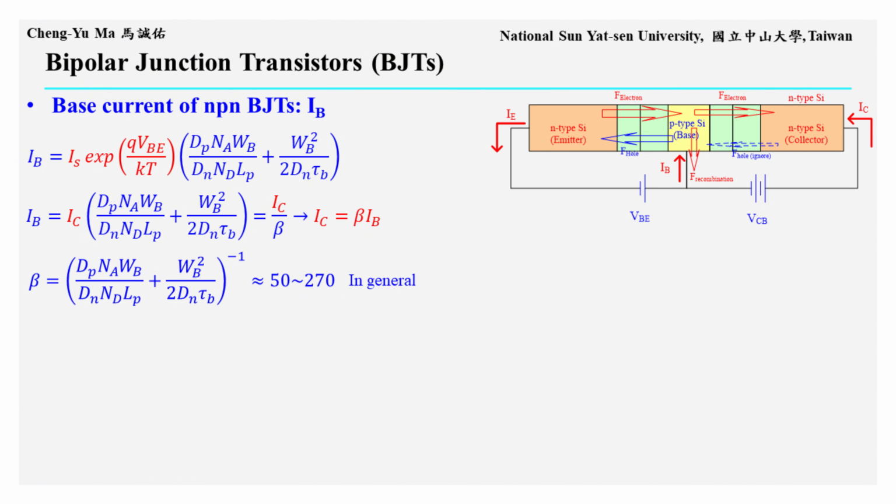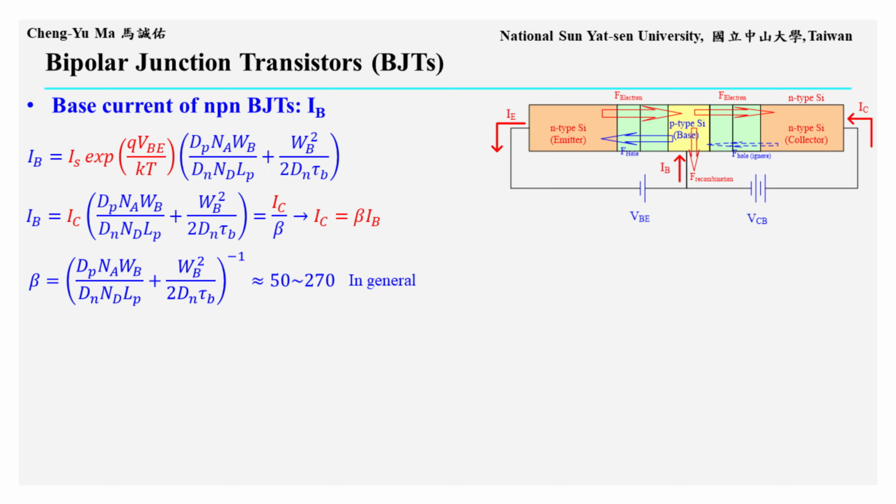The red part of the equation is the collector current IC that we just derived. Therefore, IB equals IC times a constant factor. We define this constant factor as 1 over beta, so IB equals IC divided by beta. In general, beta can be as large as about 50 to 270, which means the collector current can be more than 100 times larger than the base current.